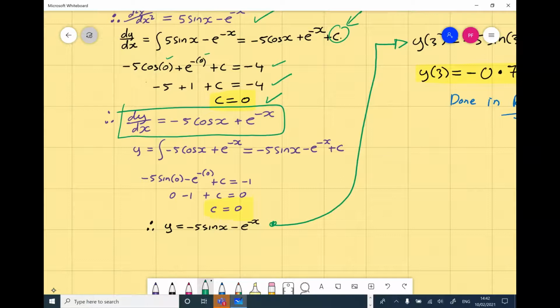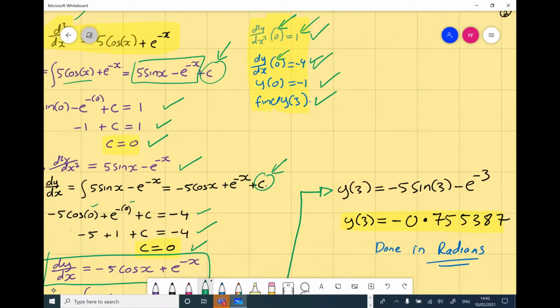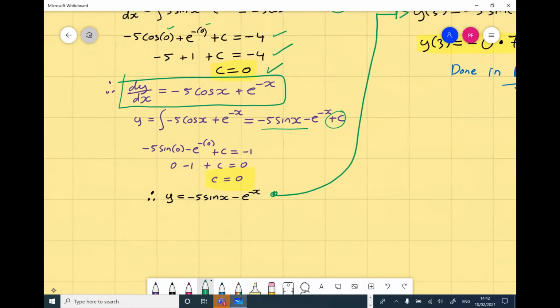Once again, if I want to bring it up another level so I can get y, integrate again. I'm integrating minus 5 cos x, so the integral of cos is sine, so it's minus 5 sine x. And the integral of e to the power of minus x is minus e to the power of minus x, plus c. Once again, I have to figure out my c. When I have the y function, if x is 0, the whole function is equal to minus 1. So I put in 0 for x, let it equal minus 1, and I figure out c is 0.